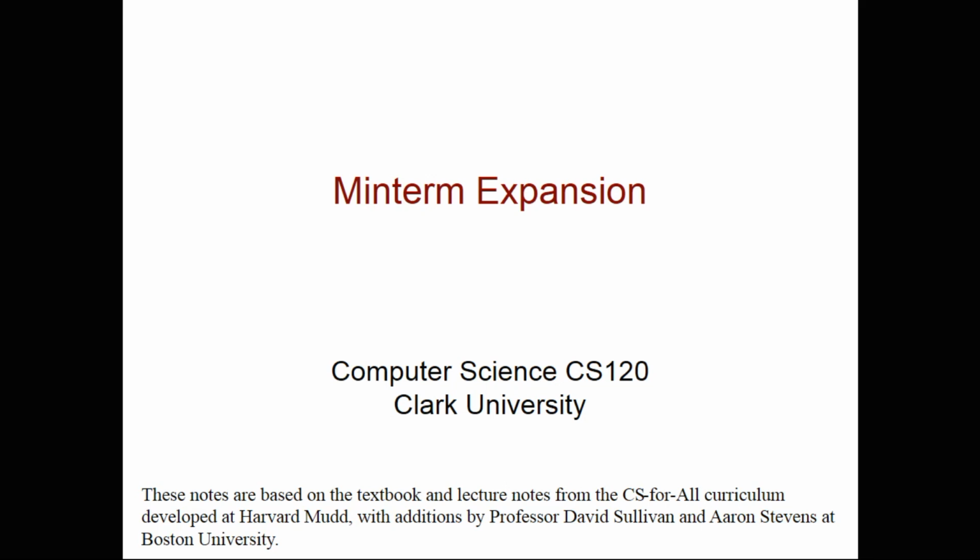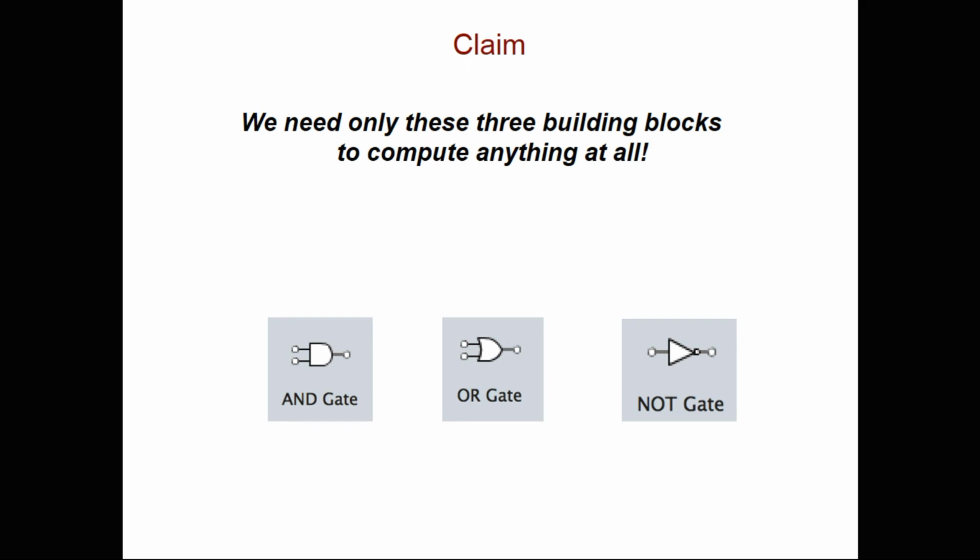In this video, we are talking about Minterm expansion, a way that enables us to go from a truth table to the circuit design. We are claiming that we only need AND, OR, and NOT gates to compute anything. It means that we can build a circuit that implements any binary function.